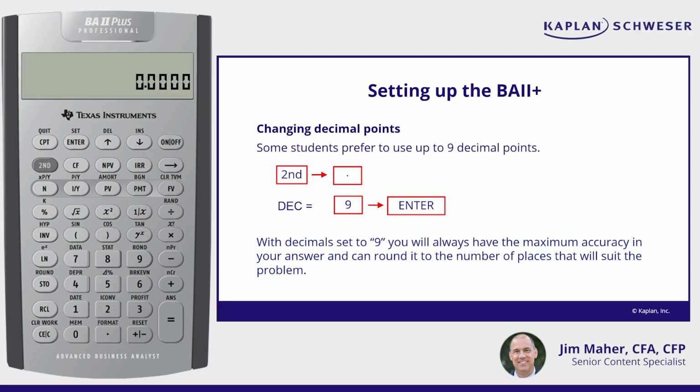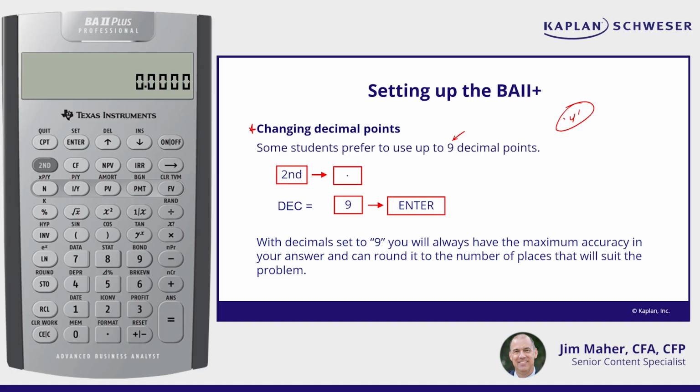So let's look at setting up your calculator. First, we want to look at changing the decimal points. For me, I preferred using 4, and it's strictly up to you what you'd like to use. Some candidates like 4, some like 5, some even like up to 9. But I'm going to show you how to change that on your calculator regardless of your preference. So let's take a look at it here.